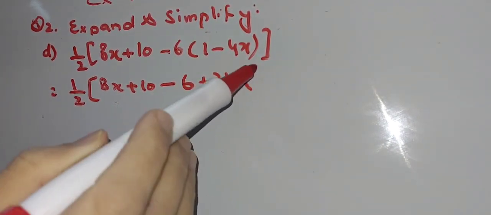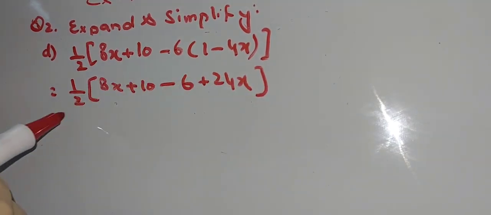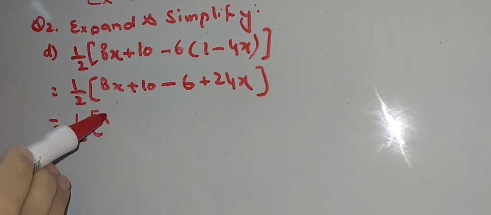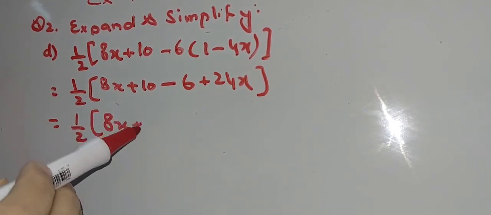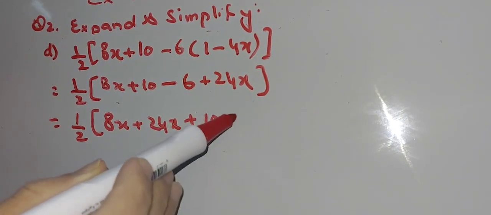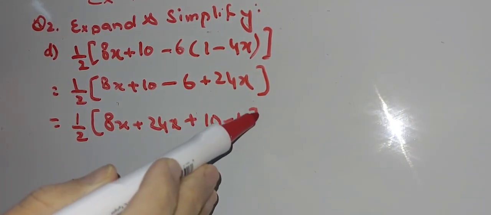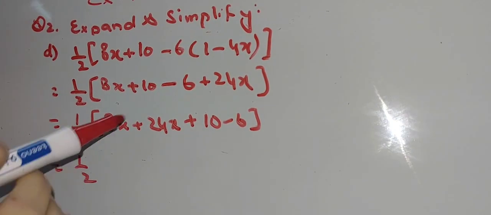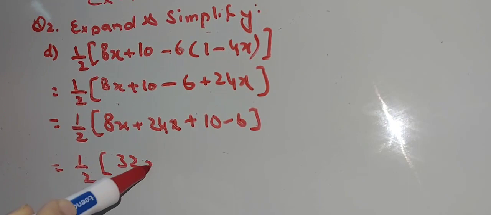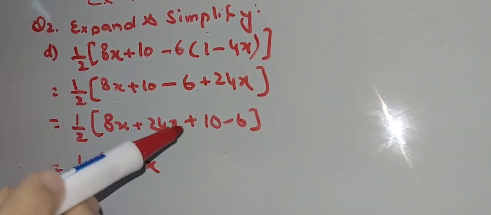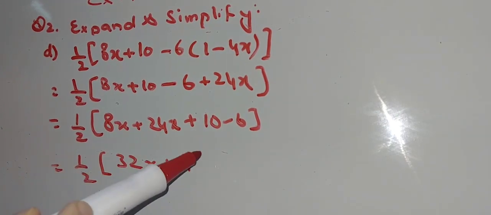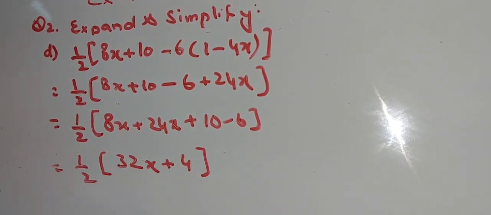Let's close the big bracket. Now we have to arrange the like terms inside the bracket. So we will arrange 8x plus 24x, and then plus 10 minus 6. Now we solve 8x plus 24x, it will become 32x. Plus 10 minus 6, we will write plus 4 because the bigger number carries the plus sign, so it will become 32x plus 4.